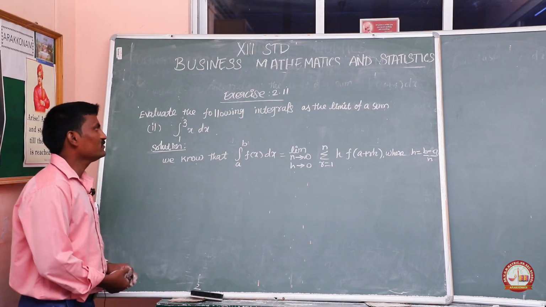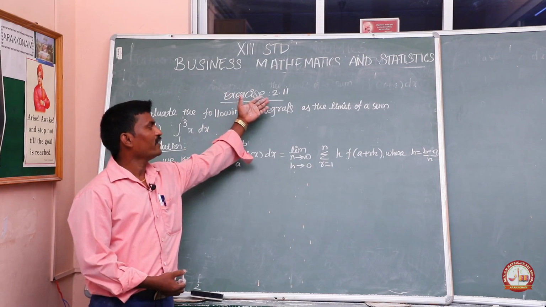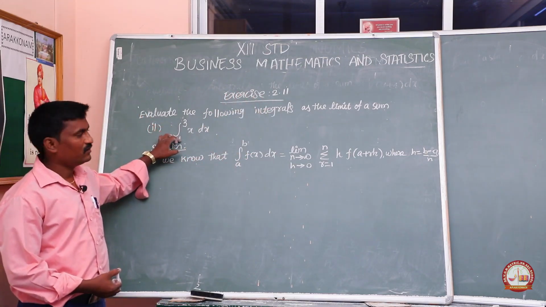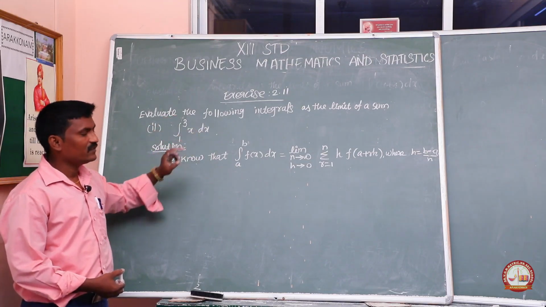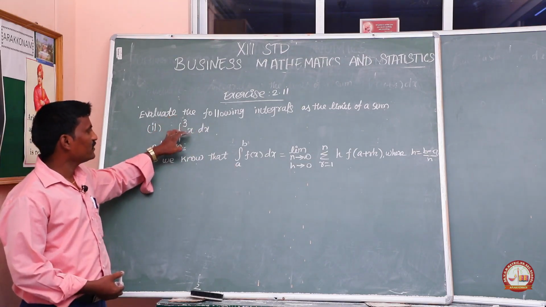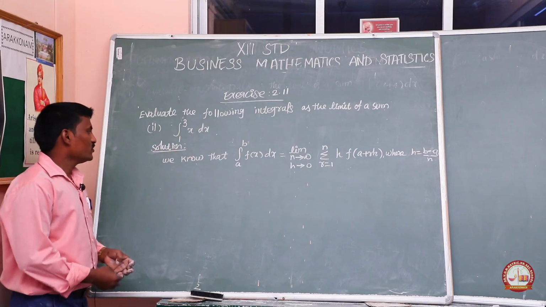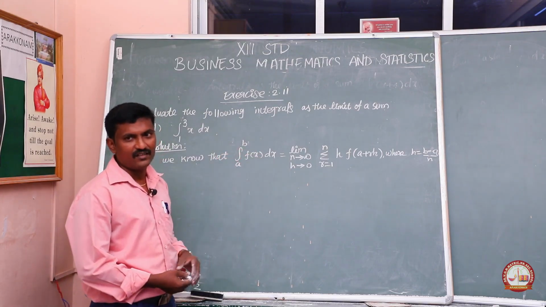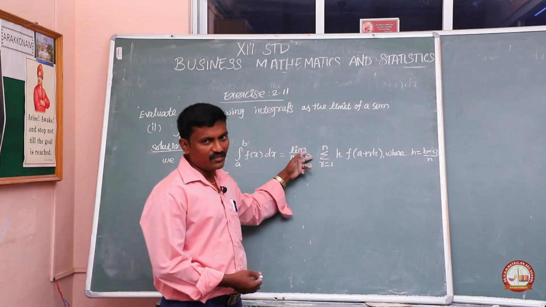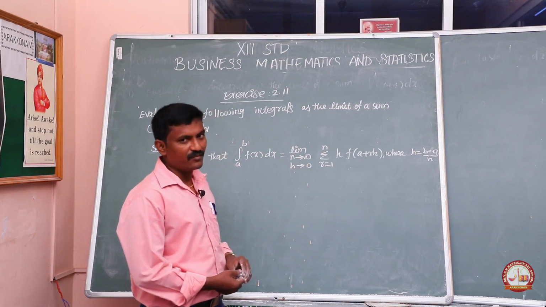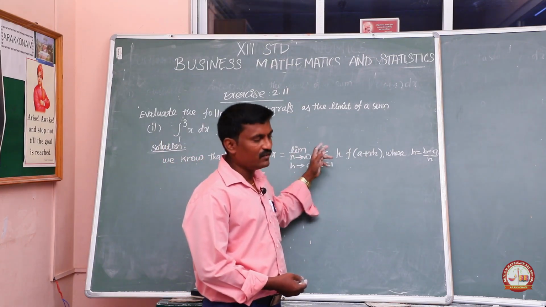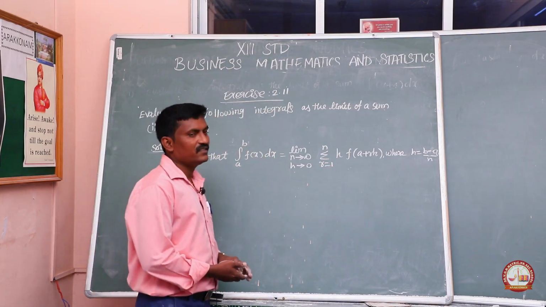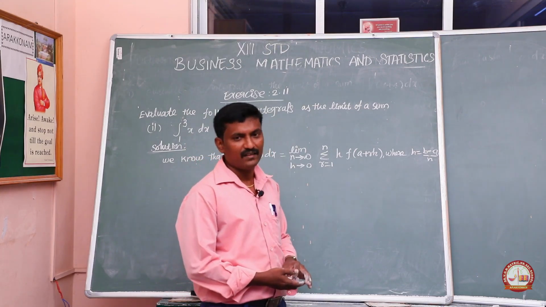Now, I'm going to the third sum, exercise 2.11, second Roman, integral of 1 to 3, x dx. The solution: we know the formula, integral a to b, f of x dx equal to limit n tends to infinity, h tends to 0, summation of r equal to 1 to n, h into f of a plus rh, where h equal to b minus a by n.